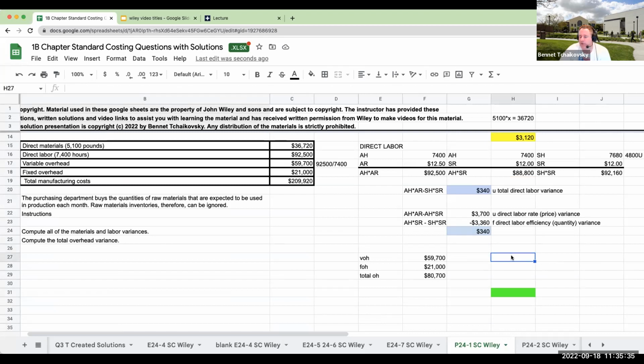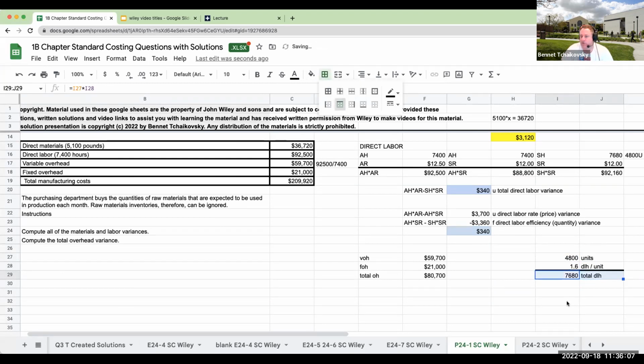What I'm then going to do is say, okay, how many direct labor hours did I work? Well, I had 4,800 units at 1.6 direct labor hours per unit. So the total number of direct labor hours that I had was 7,680. I'm going to take this amount and multiply it by my rate of 10, which is my overhead rate per direct labor hour. This is going to be 76,800, or my budgeted.